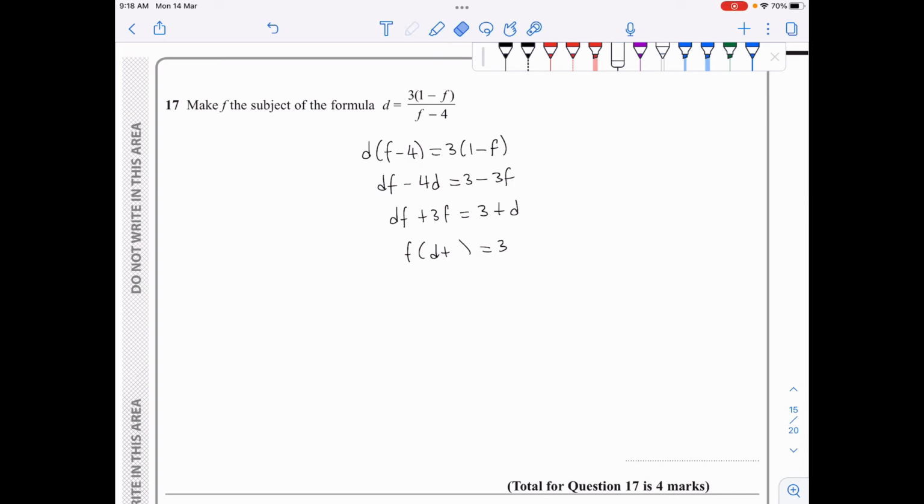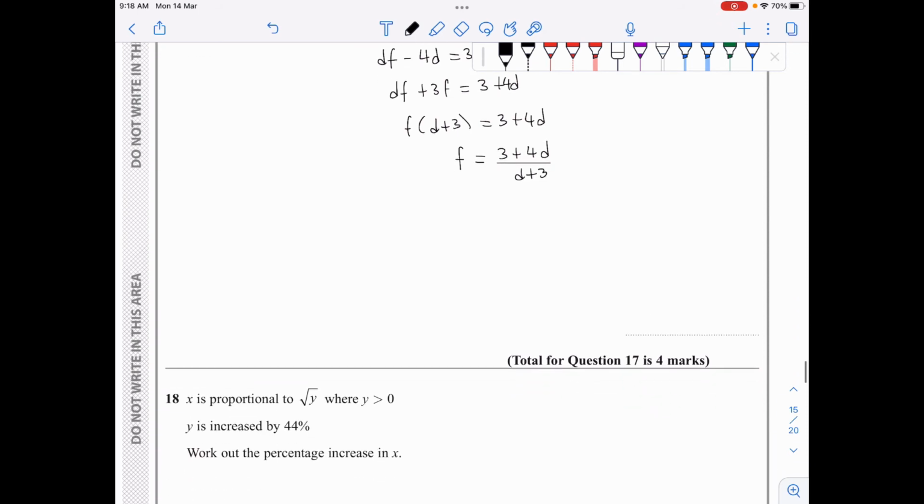So it's d plus 3, and I get 3 plus 4d. So f is 3 plus 4d over d plus 3. So making f the subject means you leave f on its own on one side and it doesn't appear on the other side. So f is 3 plus 4d over d plus 3.